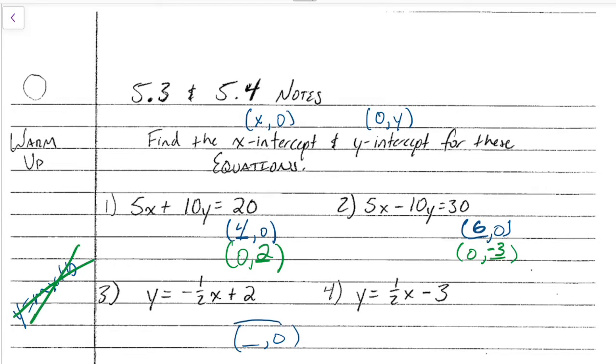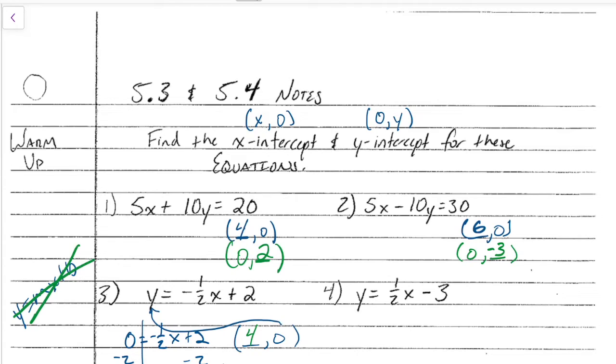So if you do that, plug in 0 there, I would have 0 equals negative 1/2 of x plus 2. Well, I can just solve that. Subtract 2, subtract 2. Get negative 2 equals negative 1/2 x. Multiply by the reciprocal, which would be negative 2 over 1. Cross that out, multiply by negative 2 over 1, or just negative 2. So you get the x would be positive 4.